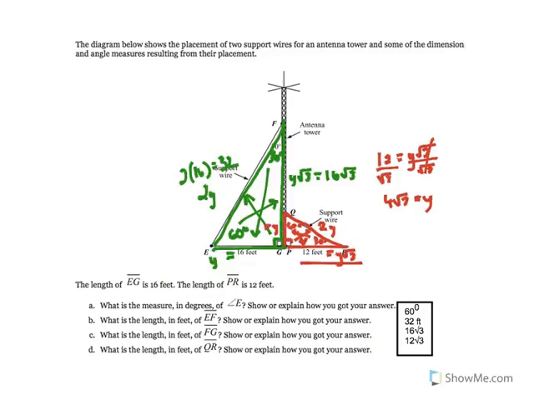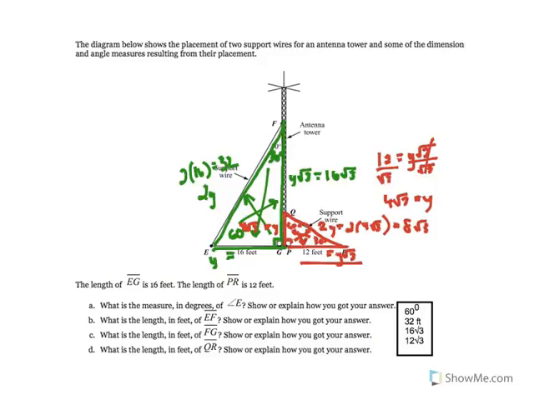We plug that back into the picture. We get 4 square root of 3 here, and we get 2 times 4 square root of 3 here, equals 8 square root of 3. So see, we completely solved the triangle, and then we go down here and look at the questions.